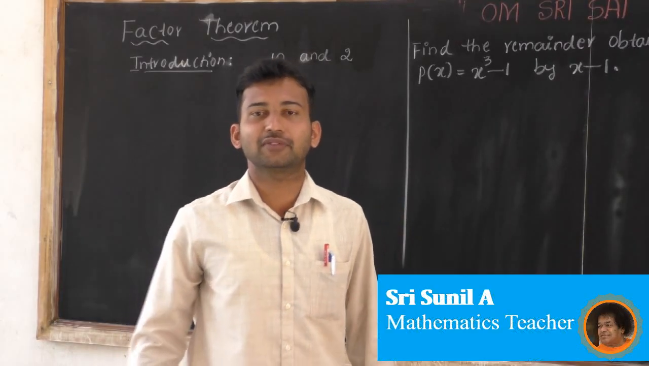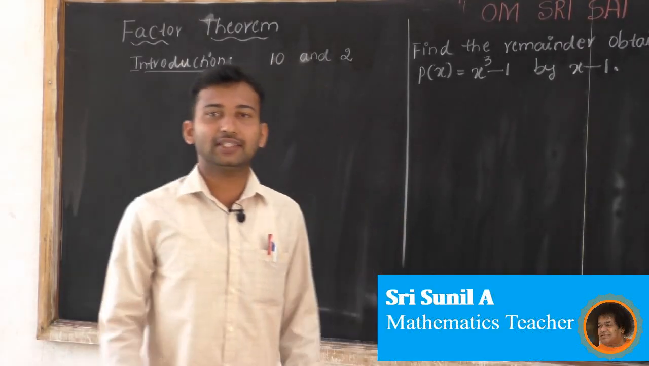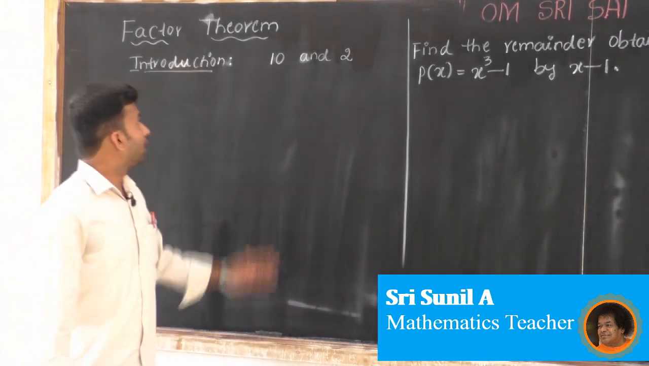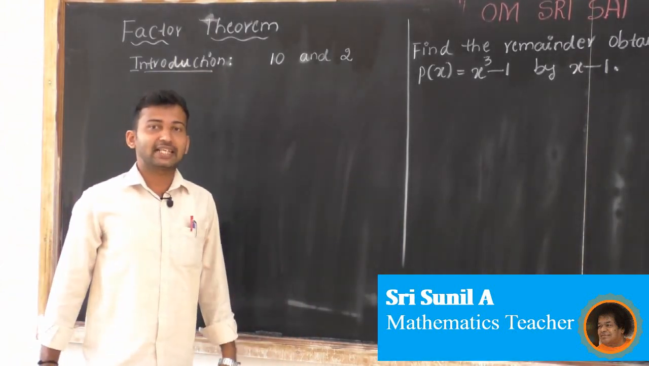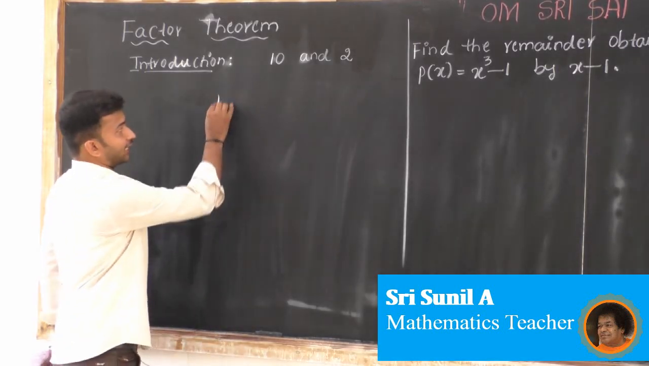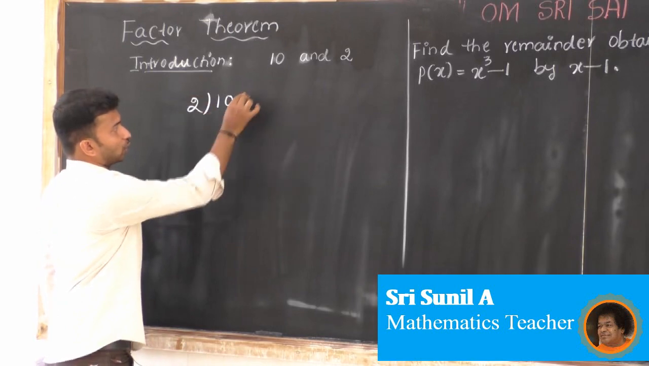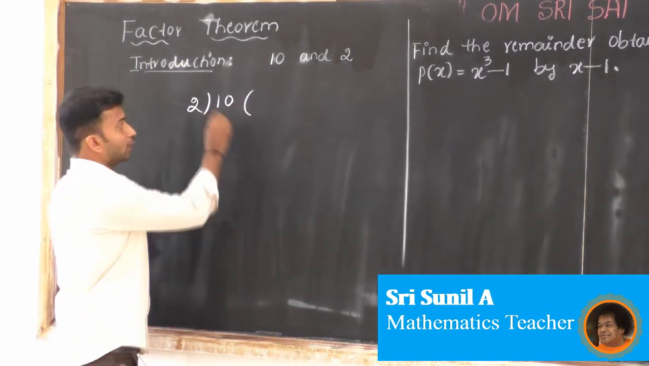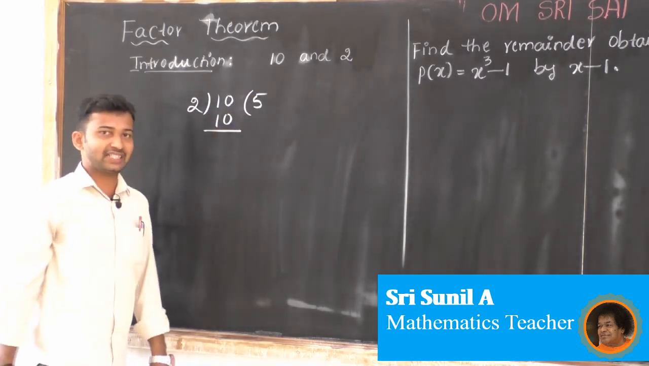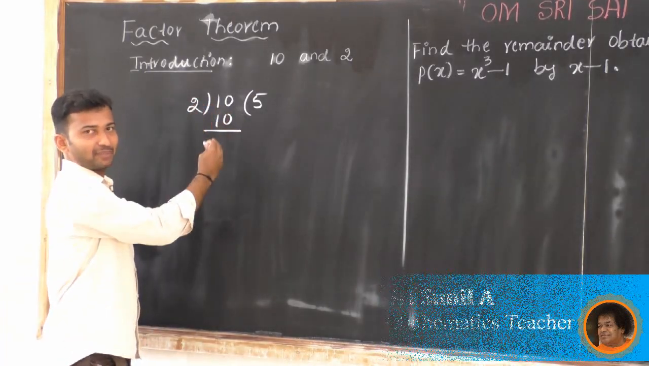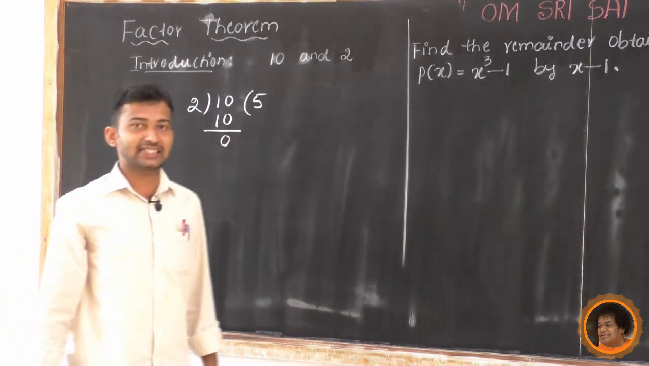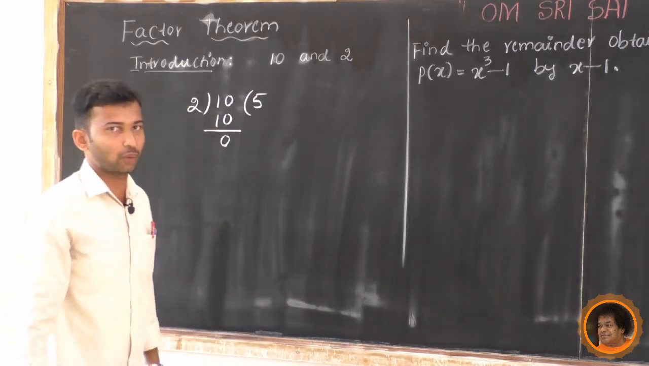Students, in this class we are going to study factor theorem. Introduction to factor theorem. Consider two numbers 10 and 2. Divide 10 by 2. We get 2 5s are 10. When we subtract 10 from 10, the answer is 0. Or we can say remainder is 0.